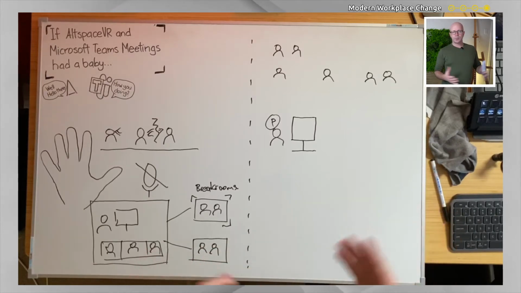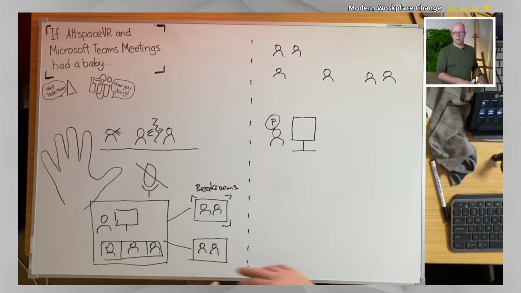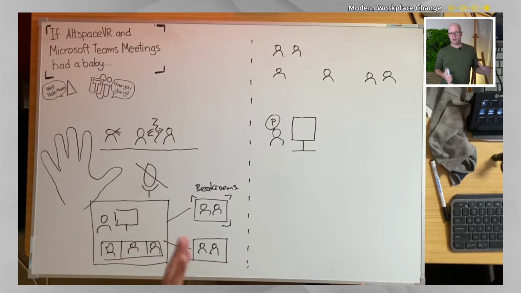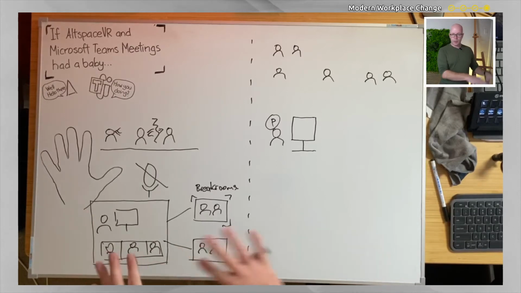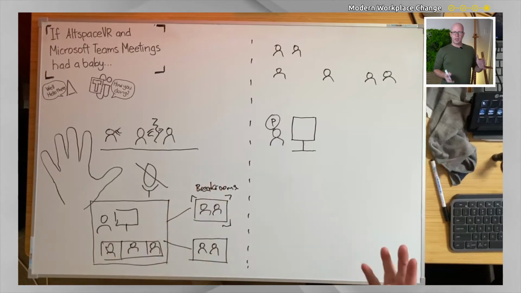So breakout rooms do have a limit. I forget what it is, I think it's 50 or so. And if you're starting to deal with really large audiences, then that can become a bit of a hassle. So these are the limitations and the way that Teams gets around it using breakout rooms. But here's where Altspace comes in.